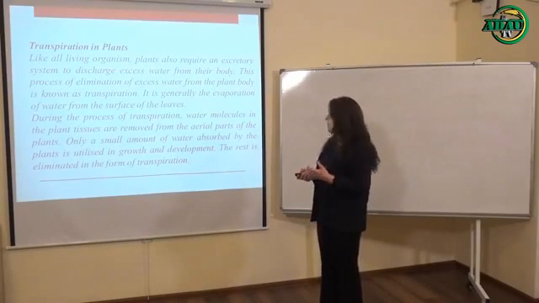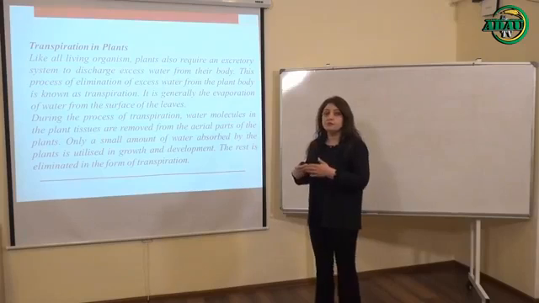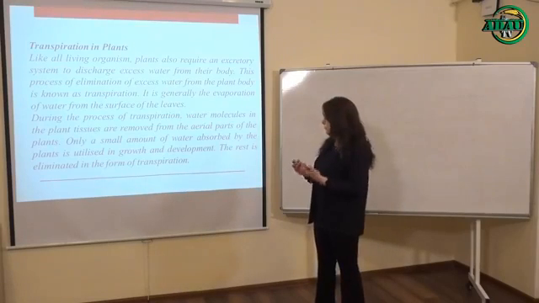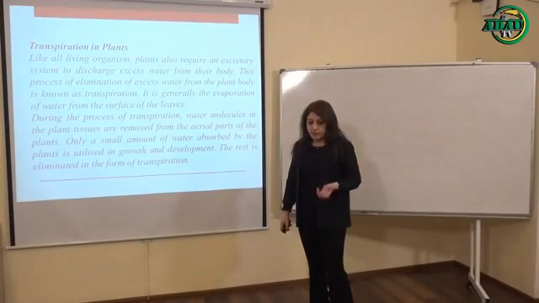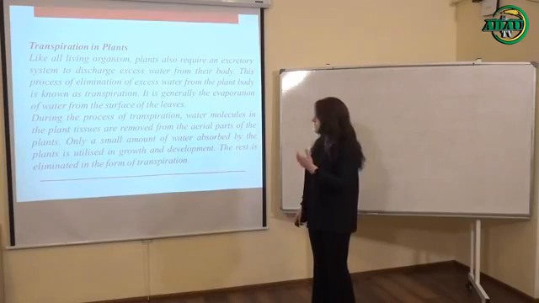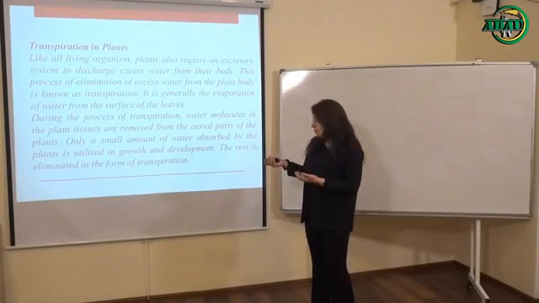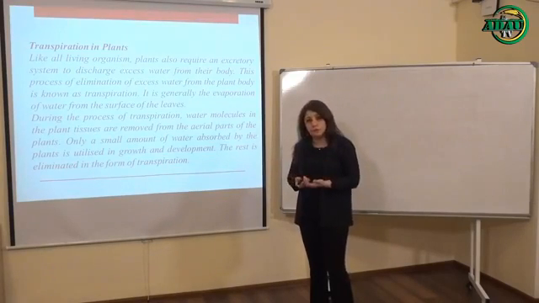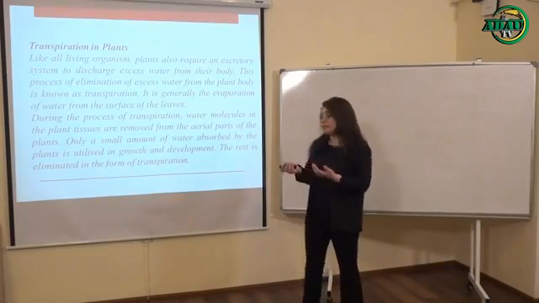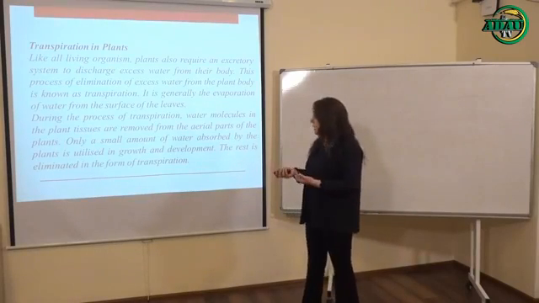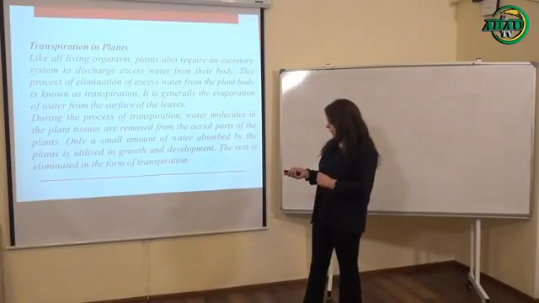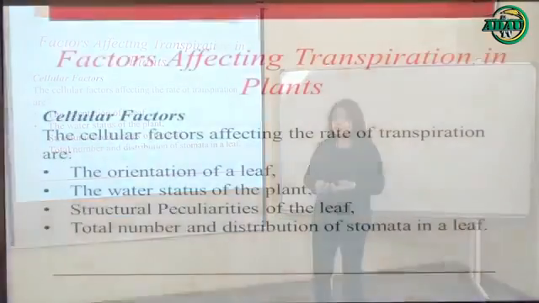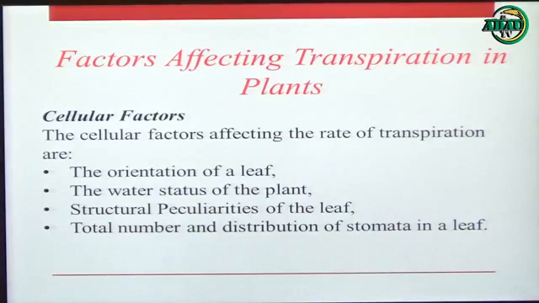And during the process of transpiration, water molecules in the plant tissue are removed from aerial parts of the plant, and only a small amount of water absorbed from the soil by the roots is utilized in growth and development of the plant, and the rest, the excess water, is removed from the organs of plants by transpiration. And what factors do affect transpiration?